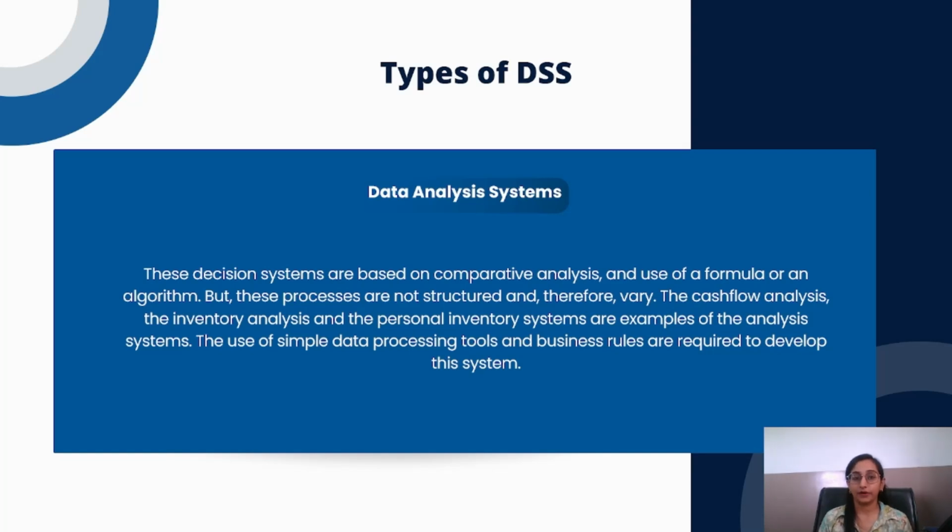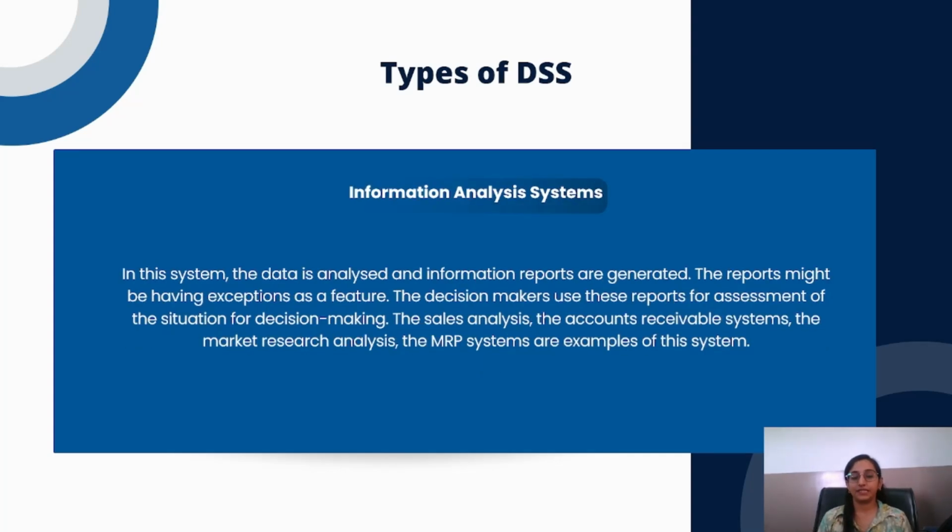These tools help organize, process, and analyze the data according to predefined business rules. All in all, a data analysis system supports decision making through comparative analysis and the application of formulas or algorithms. It is flexible and adaptable to various unstructured decision making processes. Another type of DSS is information analysis system that focuses on analyzing data and generating informative reports for decision making.